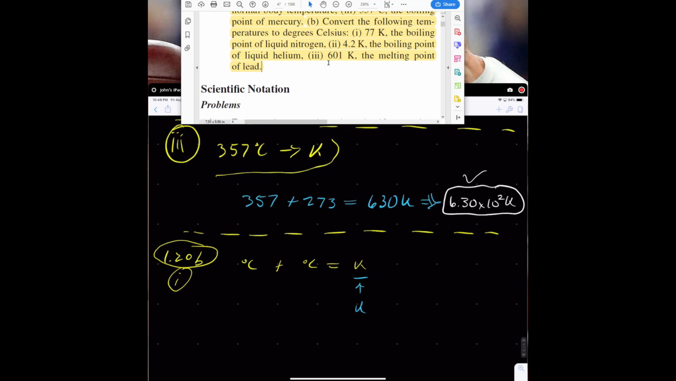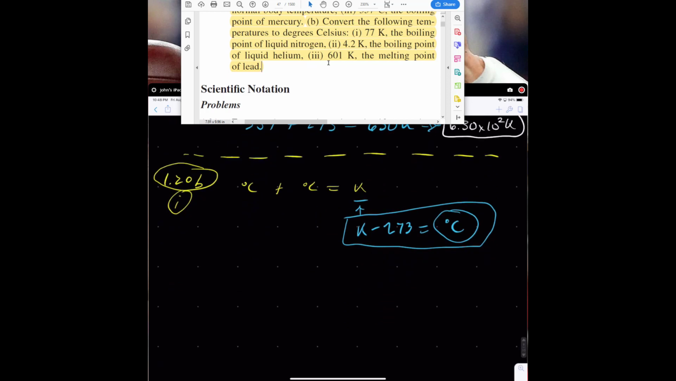We're starting with Kelvin, and we're not going to be given any Celsius. The only Celsius that we're given is from the formula, which was the 273, right? If you guys are tracking. So it's going to be our given Kelvin minus 273 equals the new value of Celsius that we want. This is what we're going to use. Okay, so let's go ahead and do it.